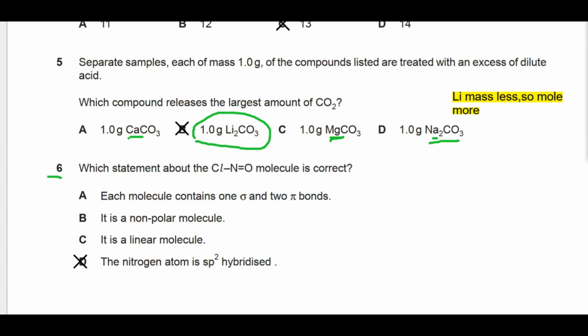Then number 6, which statement about the chlorine nitrogen oxygen molecule is correct? Here there is a nitrogen oxygen double bond. So you know a double bond means sp2 hybridized, the nitrogen atom is sp2 hybridized. If triple bond, sp hybridized; single bond, sp3 hybridized. As here it is a double bond, the answer will be the nitrogen atom is sp2 hybridized.